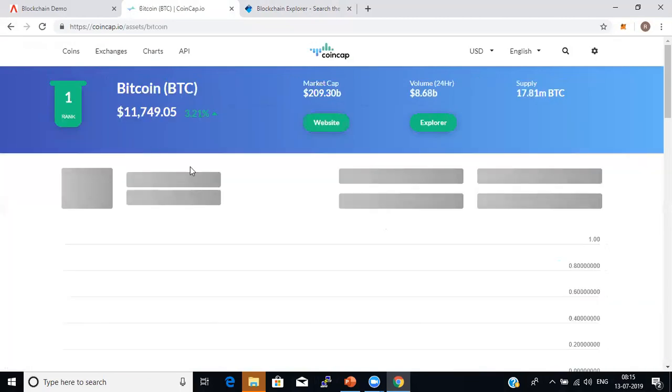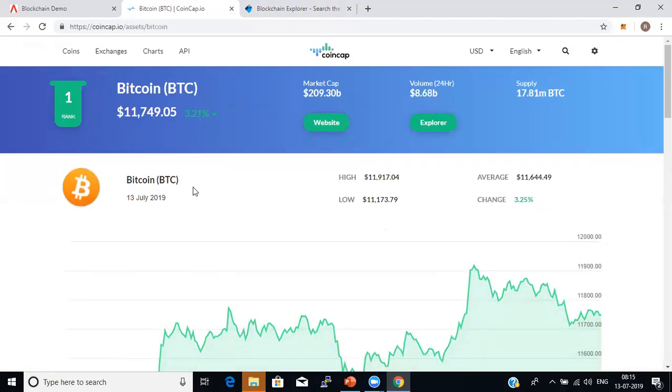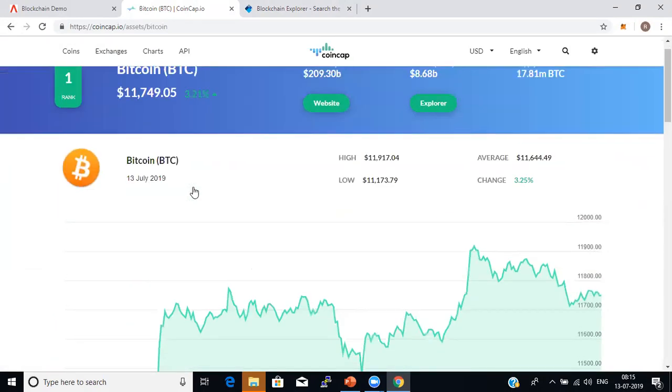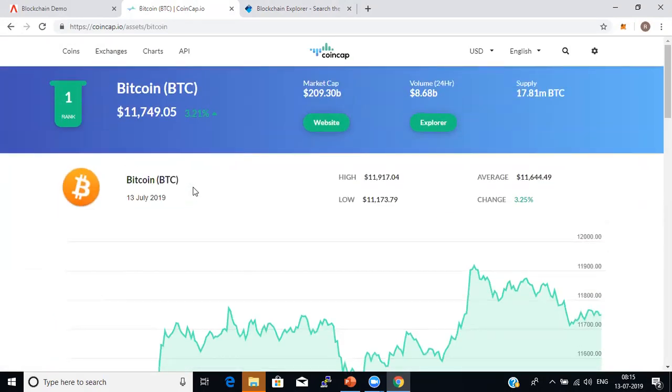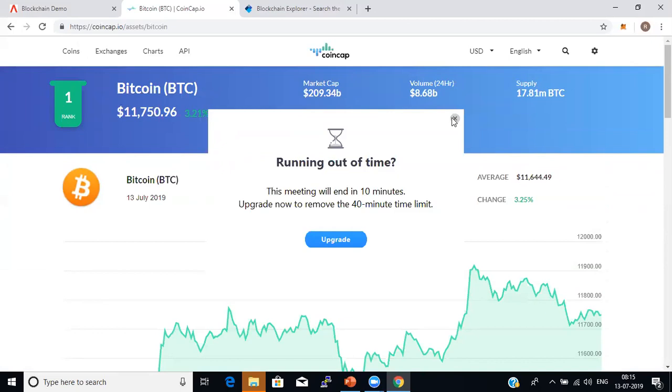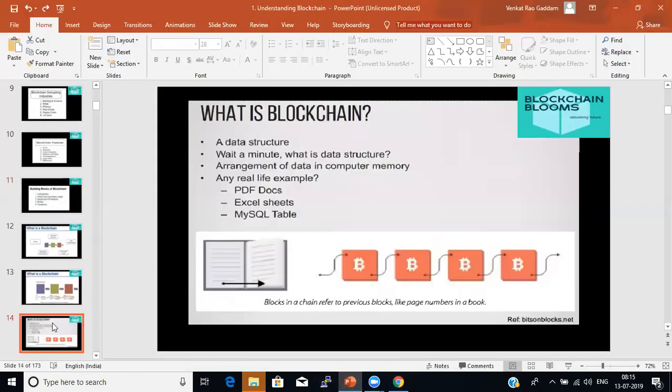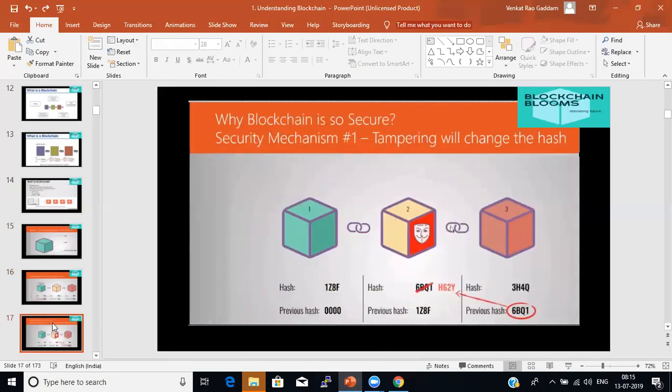Okay, so how is it possible? How was it not affected by any hackers, or how was it not affected by any downtimes? Okay, so the background for this application is Bitcoin, right? Tomorrow we'll go more in depth about this one, and let me complete. A few more slides are there.